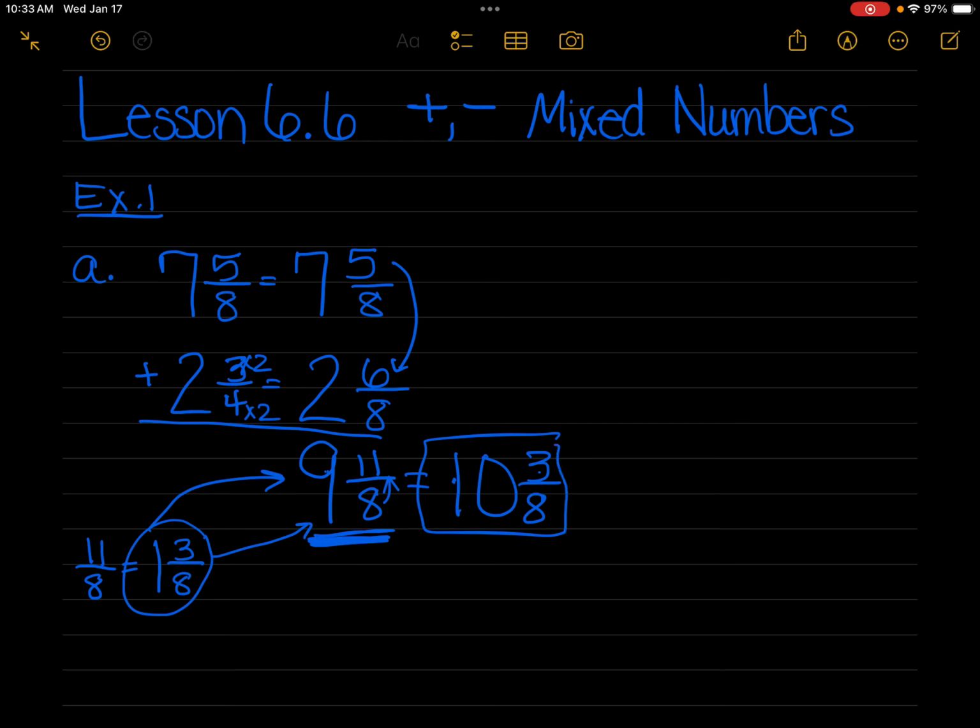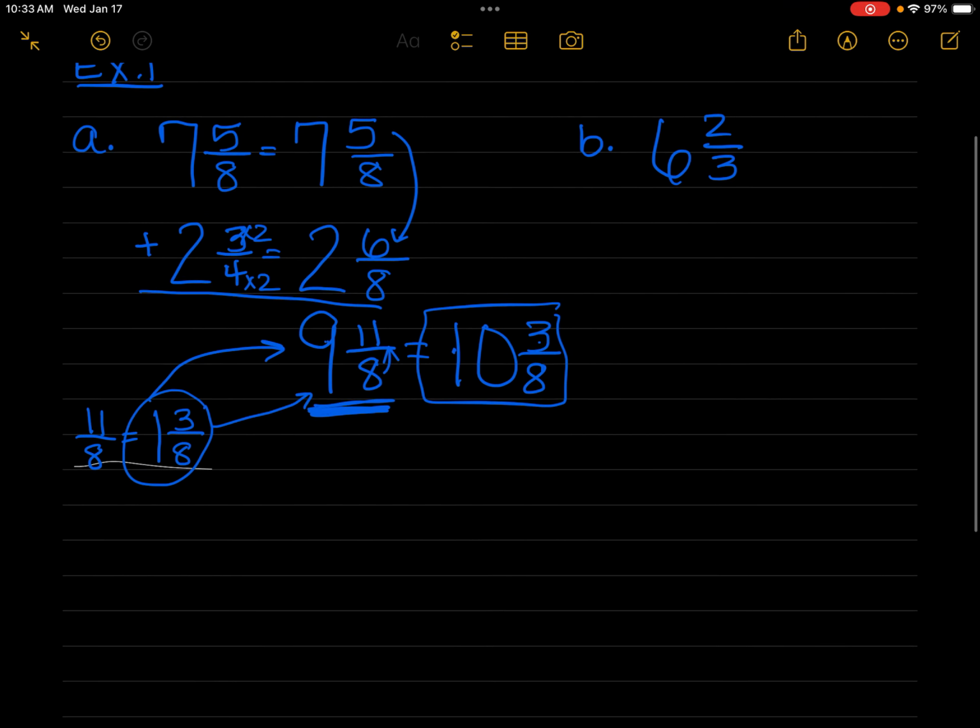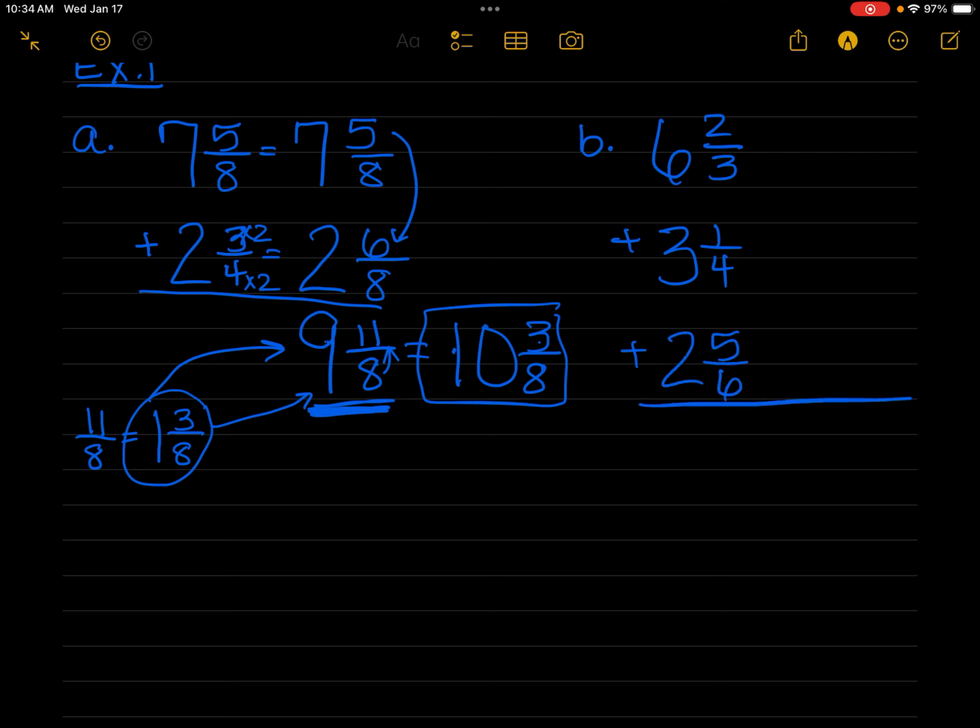Okay, part B. We're just going to go along with this pretty quickly because a lot of this you've already seen or know. Okay, part B has 3 numbers to it, so I have 6 2/3. And we did one like this in our last lesson where we had to do 3 different numbers, plus 3 1/4, plus 2 5/6. Okay, so I'm going to find a common denominator for 6, 4, and 3, and I know that is 12. Okay, if you know your multiplication facts, you can usually find this very quickly.